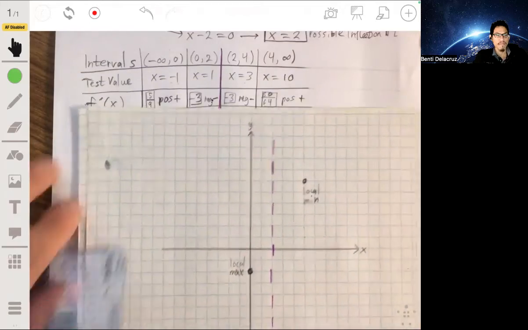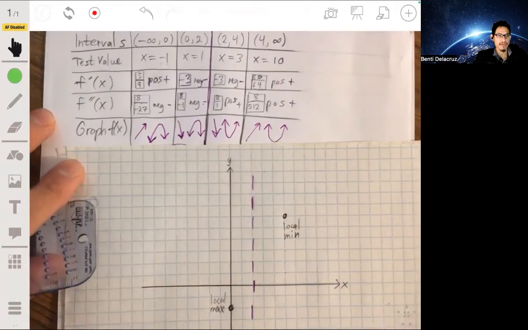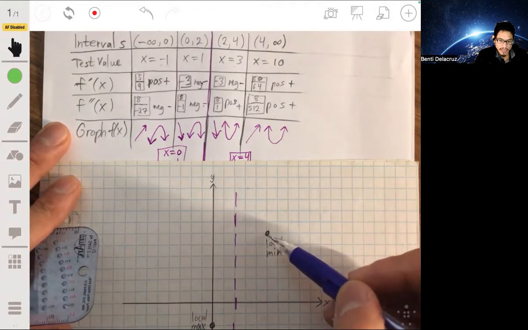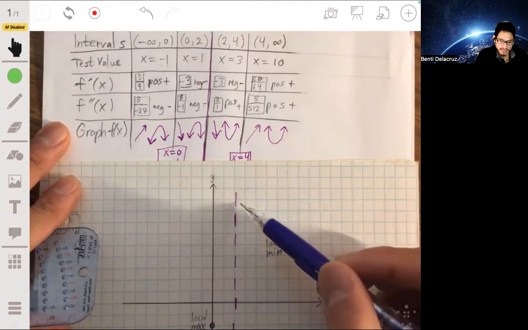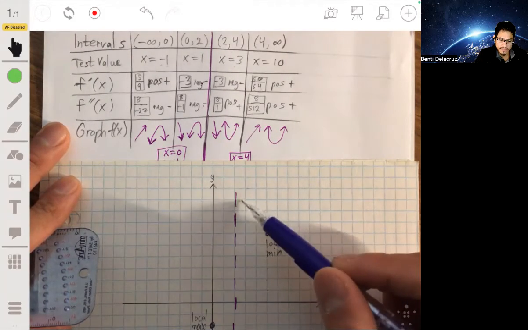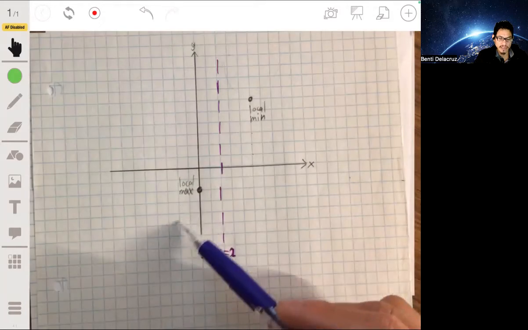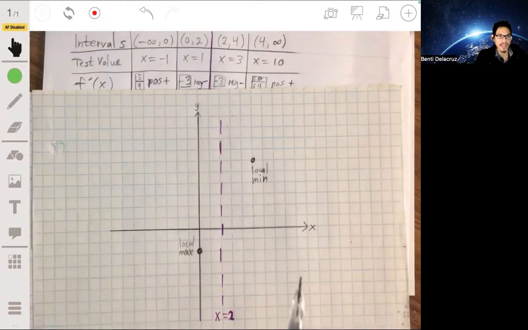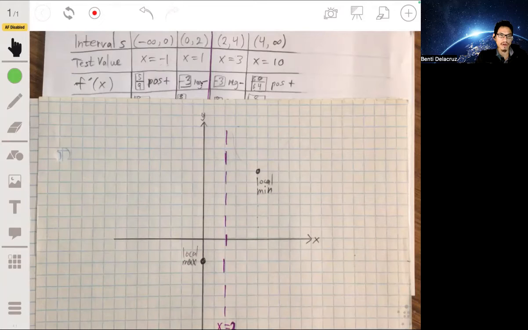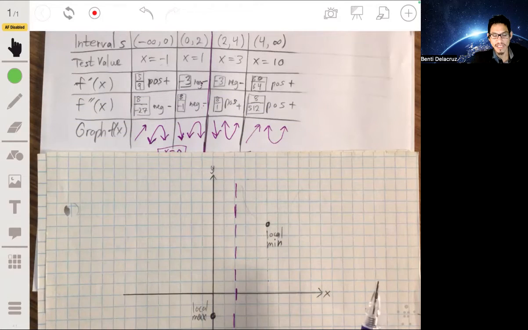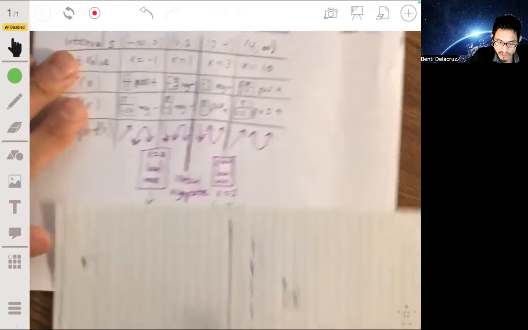So the graph is doing something interesting. At the local min, it's concave up on both sides of it, so it's going to be doing something like this. And on the local max, it's going to be going like this. There's one more thing you want to be aware of, and that is, this is actually going to have a slant asymptote.